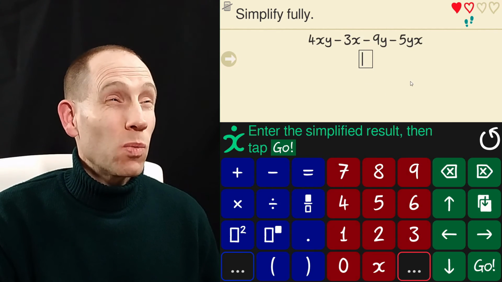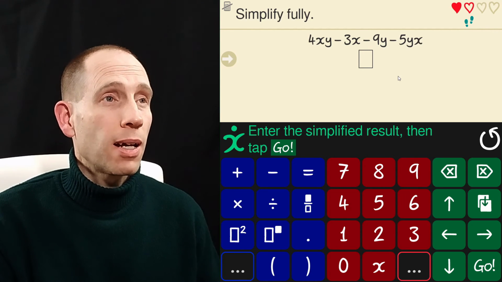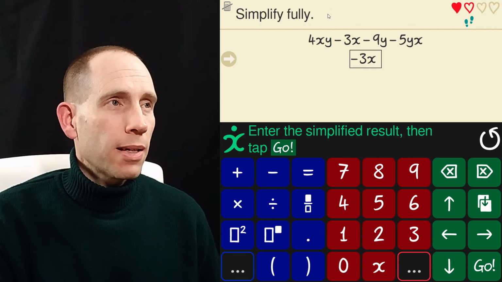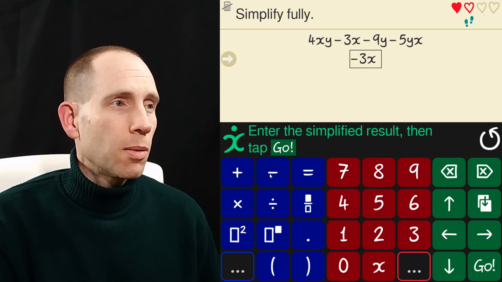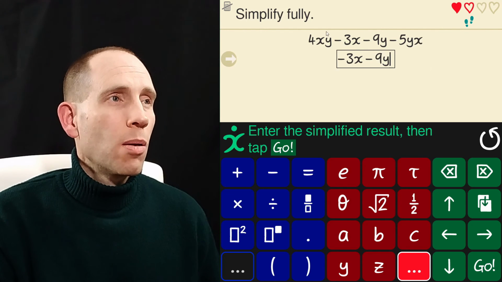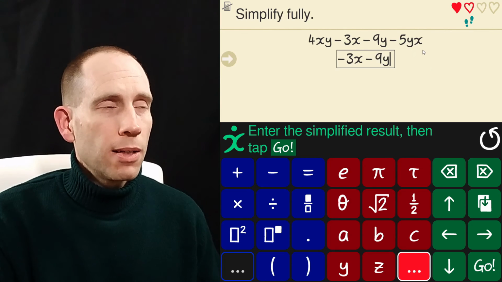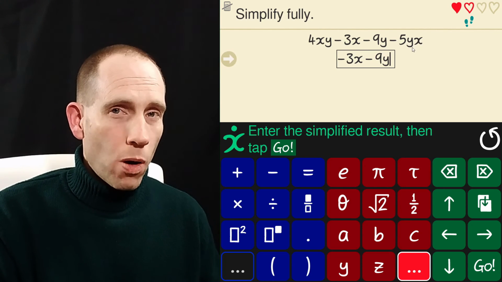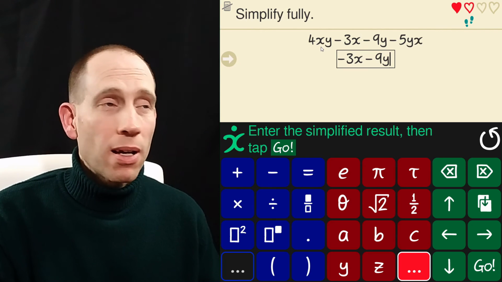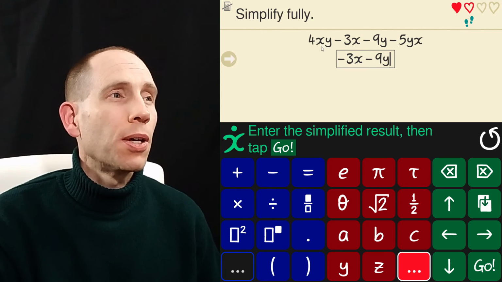Right, so I've got lots of x's and y's going on here, so I need to figure out which are my like terms and see if I can collect any of these like terms. So minus 3x, I can't see any other x terms, minus 9y, can't see any other y terms, but I think these are both xy terms, even though one of them says yx. They've still just got one y factor and one x factor in both terms, so they're the same type of term. The only thing that's different is the coefficients.